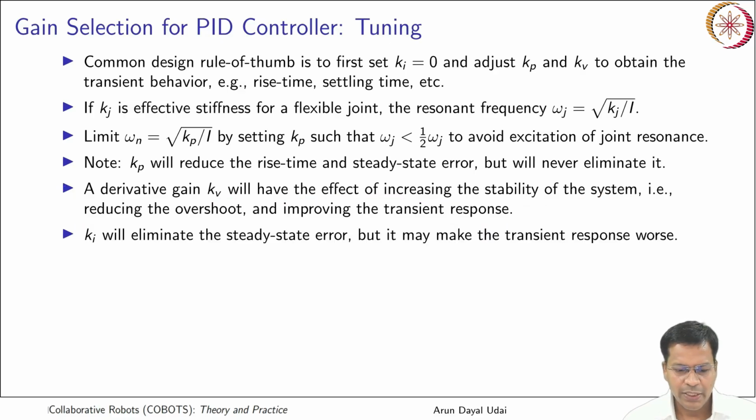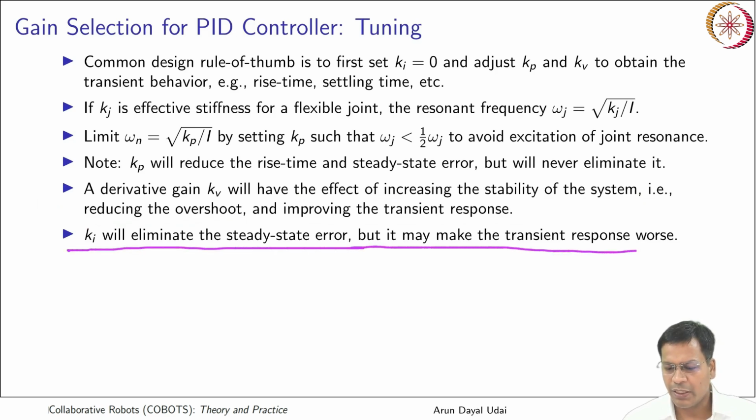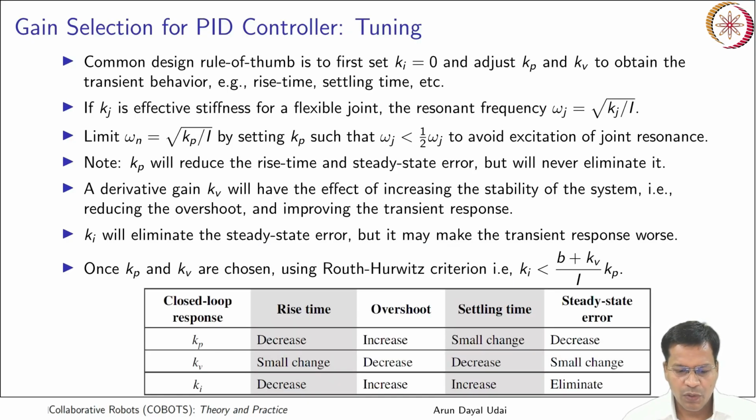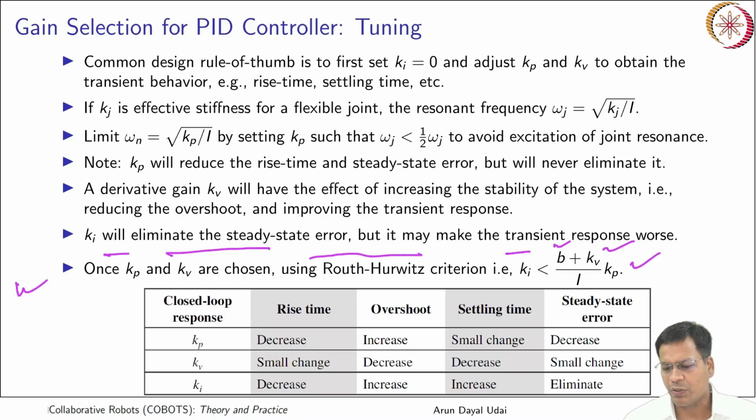Ki will eliminate the steady state error, but it will make the transient response worse, so be very careful. The overall thumb rule is, once Kp and Kv are chosen, the Routh-Hurwitz criterion can be used, which gives Ki less than or equal to an expression in B, Kv, Kp and I. Using the system constants B and I and putting in the gains that you have chosen, you can calculate the value of Ki.